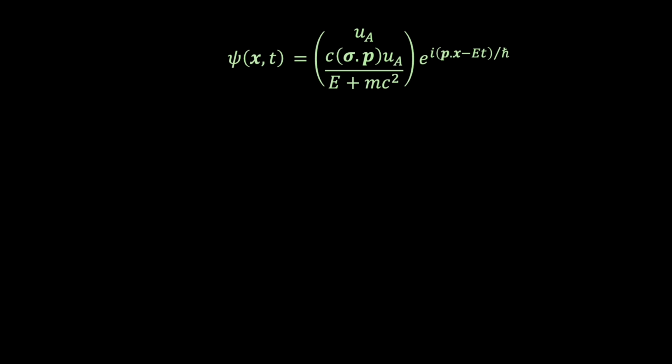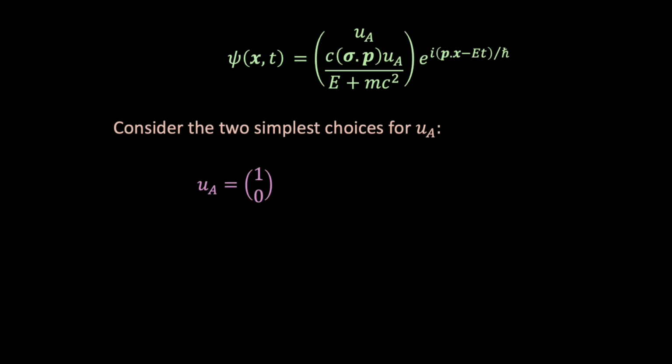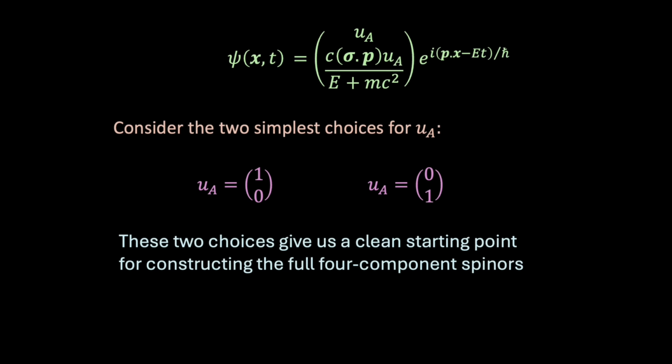And then, to find explicit solutions, we will consider the two simplest possible choices for the upper spinor components u_A, corresponding to u_A equals (1, 0) and u_A equals (0, 1). These two choices give us a clean starting point for constructing the full 4-component spinors. To build the full spinor, for each case, we need to compute the corresponding lower component, u_B.